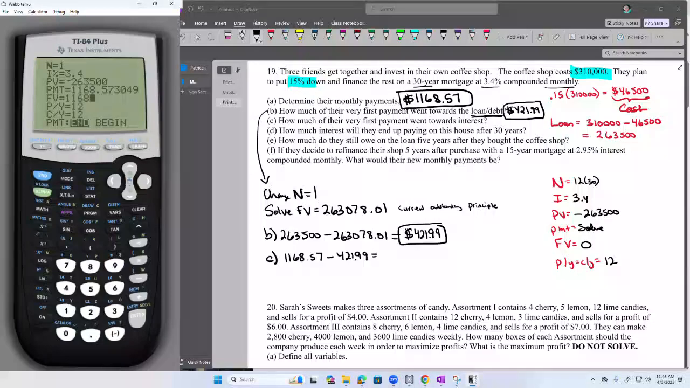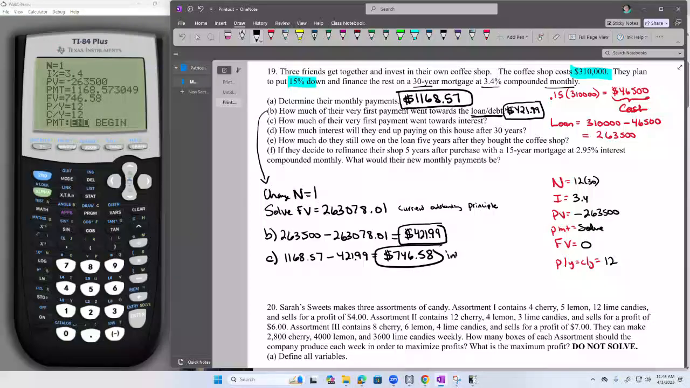So 1168.57 minus 421.99 is 746.58. That is how much went toward interest. All right. So those are kind of in their own little world that usually gives people trouble right there. But that's part B and C. After one payment, how much of the first payment went toward debt, how much of it went toward interest.